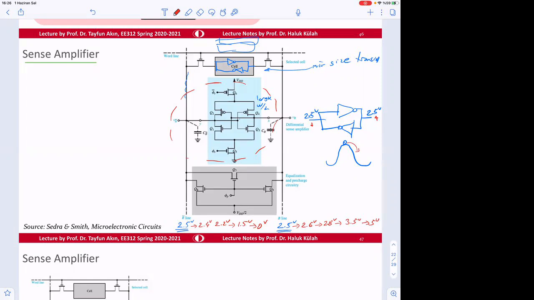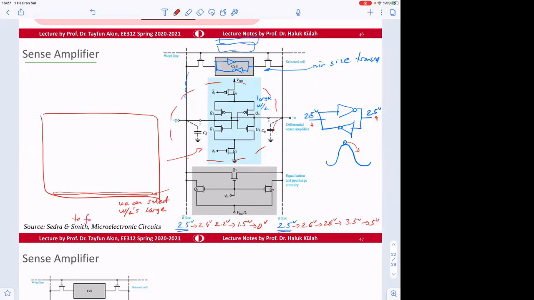Since the sense amplifier is outside of the memory cells, you need only one per line here. Sense amplifier. So we can select WR ratios large to facilitate the voltage decision.